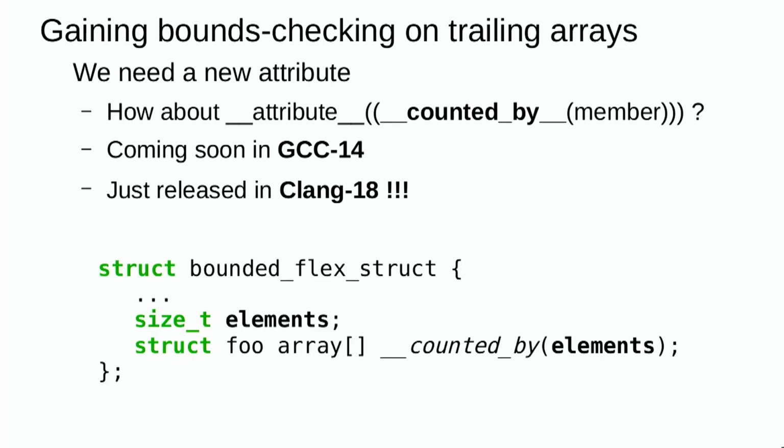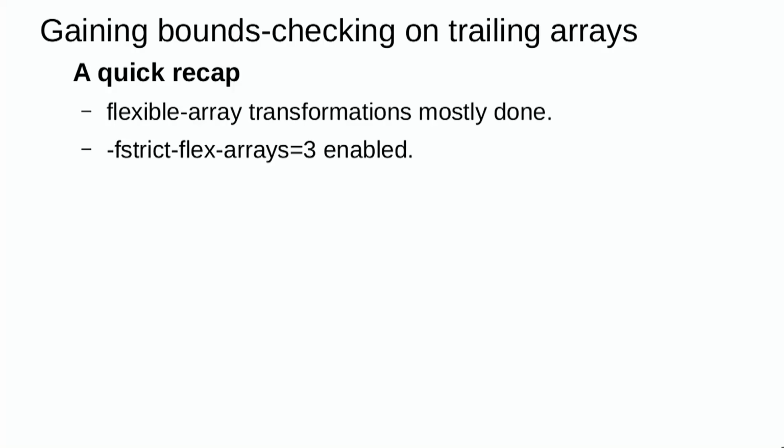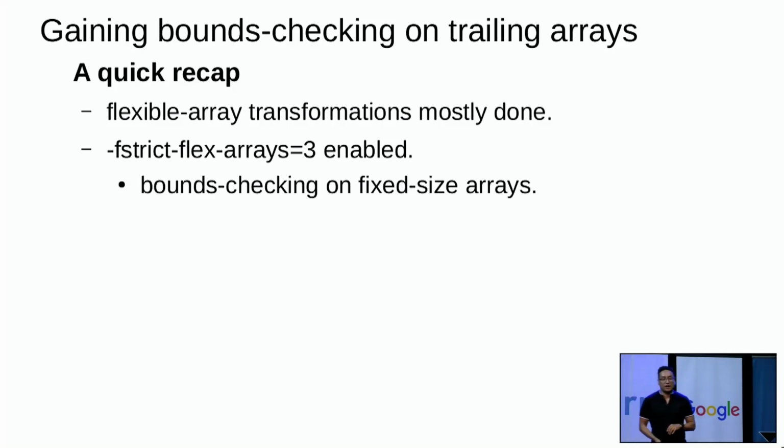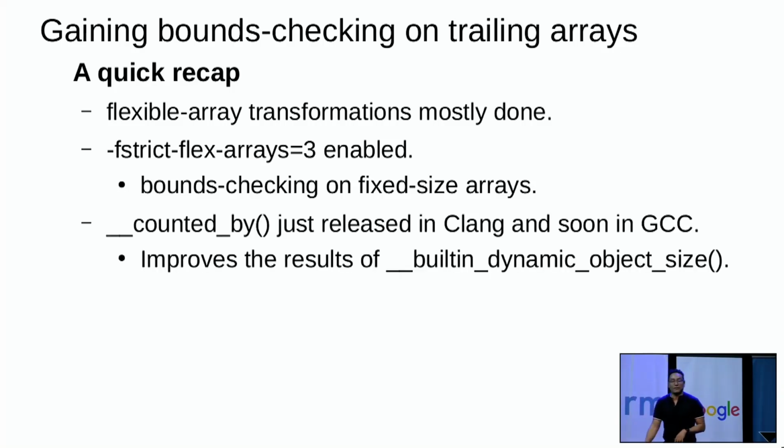Okay. So let's see a quick recap. Flexible array members are mostly done in the kernel. I started doing this work in the Kernel Self-Protection Project in 2019. Kees Cook, this year, fixed probably the last remaining of these issues. strict-flex-arrays is enabled. So with that, we gain bounds checking of fixed-size arrays. The counted_by attribute is released in Clang and is coming soon in GCC. So with this, the other built-in function gains insight into the size of those objects, those flexible array members, at runtime.